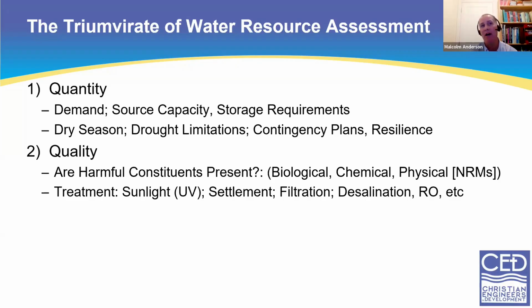You're asking the question, are harmful constituents present? And those can be biological, chemical, or physical. That last one, by the way, includes naturally occurring radioactive minerals. They're pretty rare. In most circumstances, if you've got a dug well, you're not going to encounter NORM. But if you have a deep well, there's a much higher chance. So just be aware that that's an issue that you need to think about, but most of the time it will not be an issue.